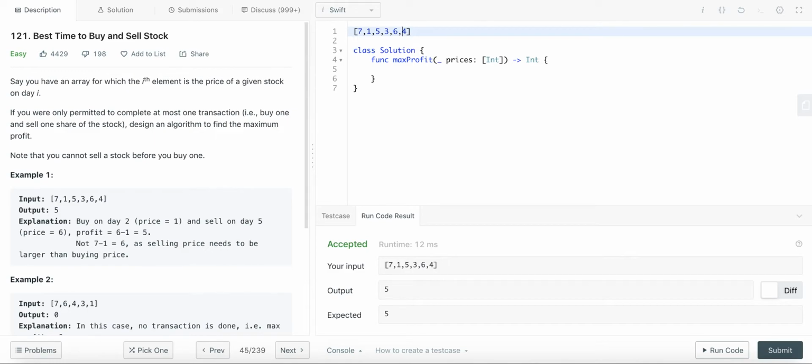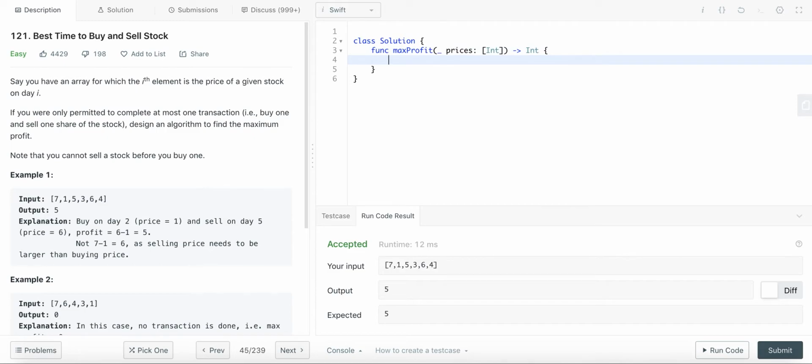Cool. With that, I think we are ready to code. This I code in Swift. Even if you're not familiar with Swift, it's quite readable. I think it should be fine.